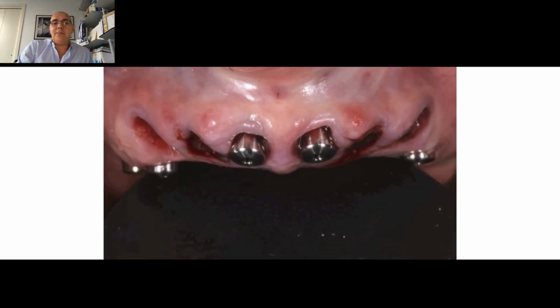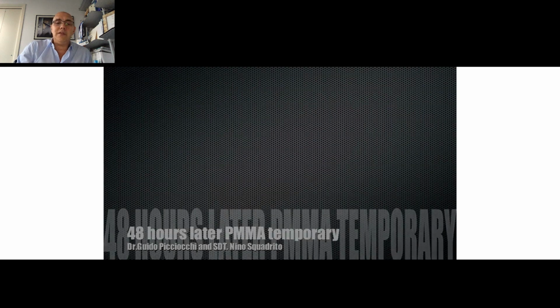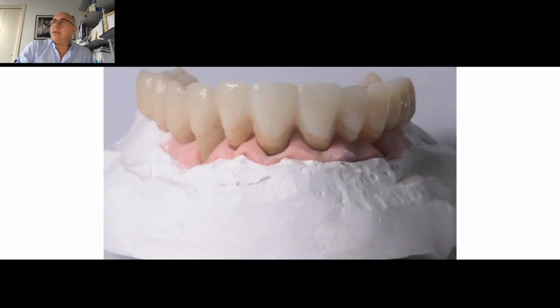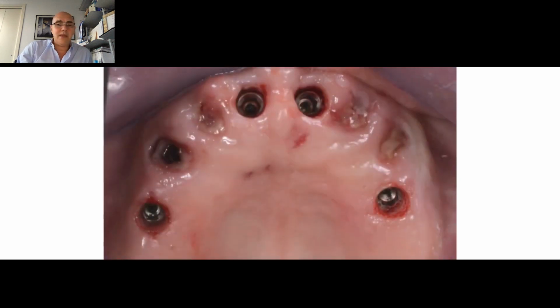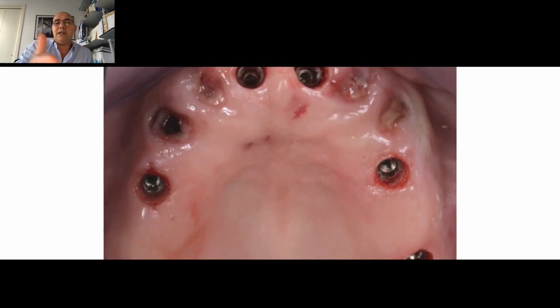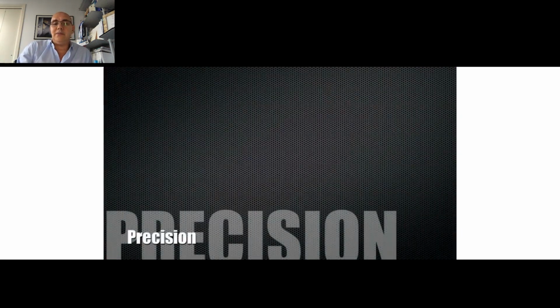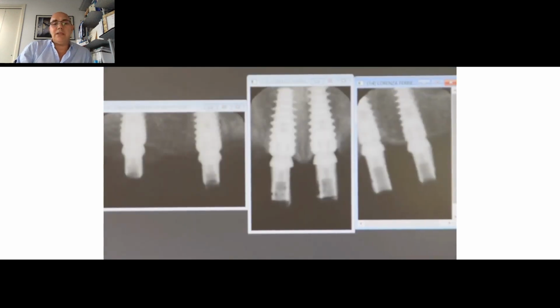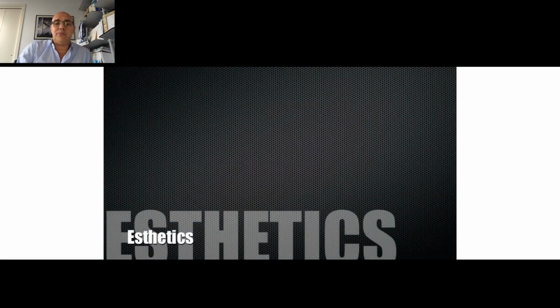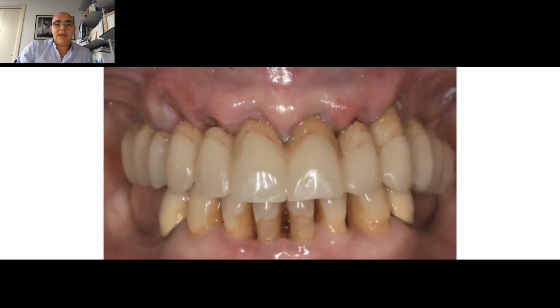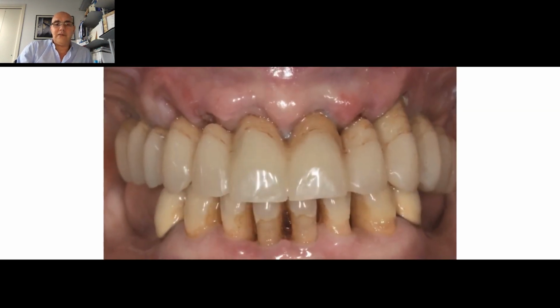We put the healing abutments, and within 24 hours the dental technician prepares the temporary crowns in PMMA, and 48 hours later look at that, the soft tissue has already healed, especially the sites where we did the dentin graft, and look at that, you don't see any kind of bone loss because we basically put everything back. We can give a decent aesthetic to this lady.